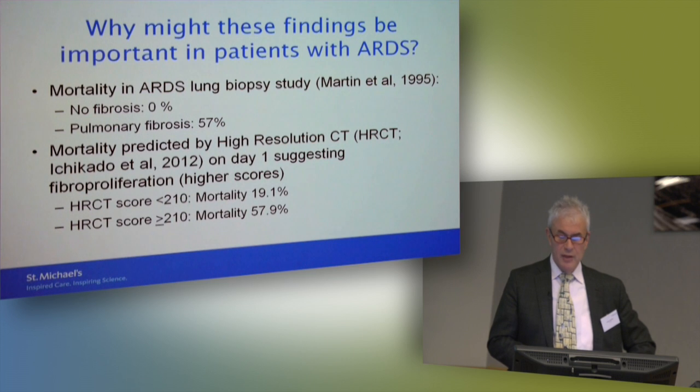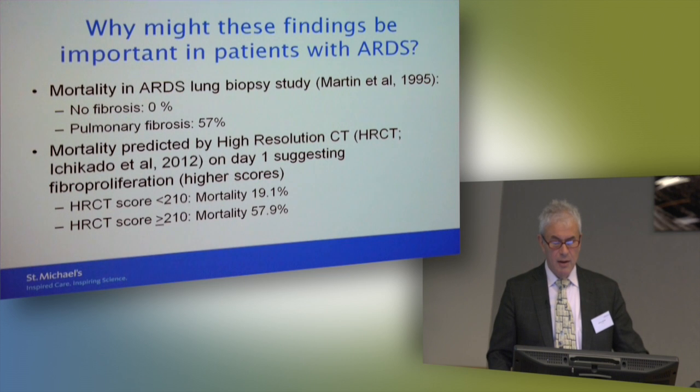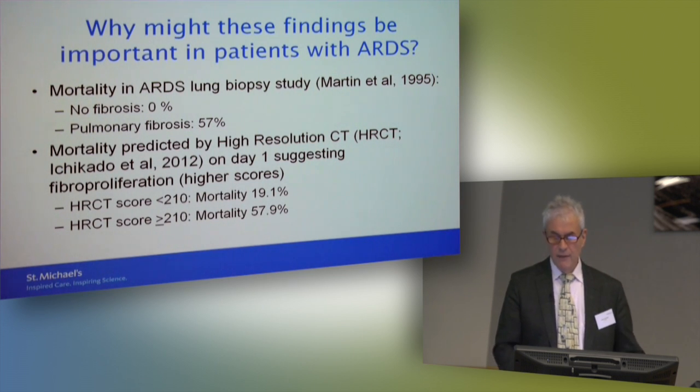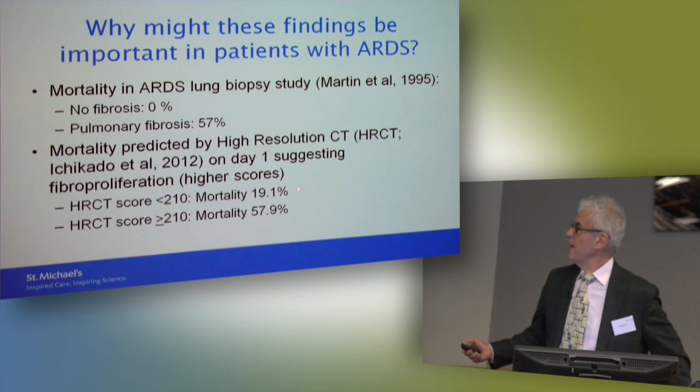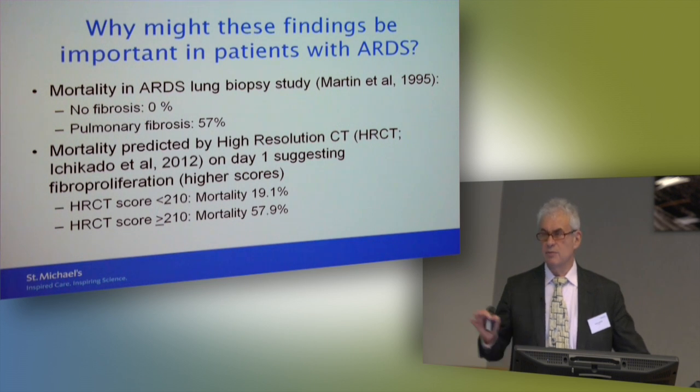And a more recent study, and perhaps a better way to study patients over a long period of time, is with high-resolution CT. In this study by Ichikado and colleagues, they looked at high-resolution CT on day one, and they suggested that patients who had scores on their CT scan suggesting fibrosis had a mortality of 58%, and those who had HRCT scores less than 210, mortality was 20%. So also suggesting that maybe fibrosis is important, maybe it starts to occur early. This was very early on, day one.